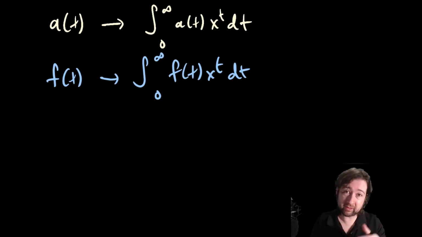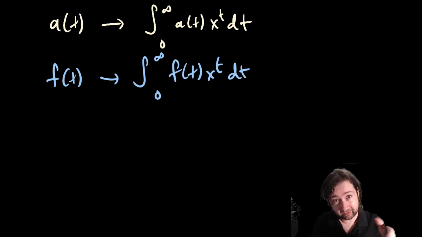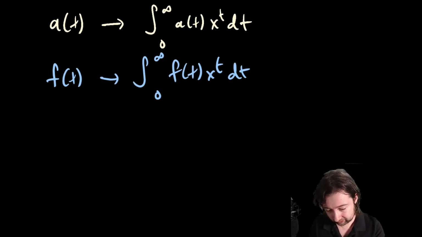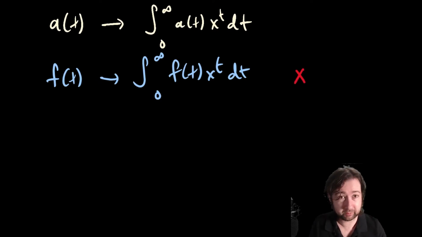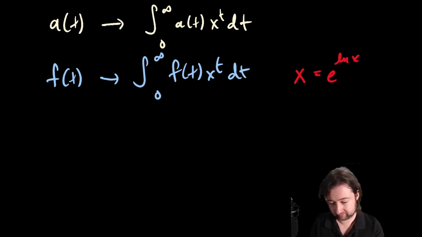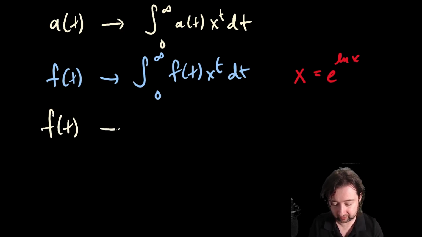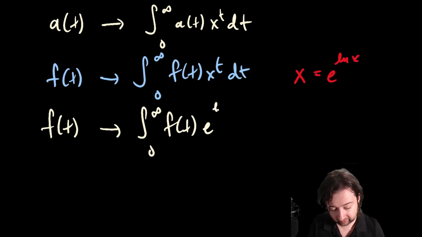So what we're going to do is rewrite x as e to the natural log of x. I can always do that. So I can replace x with e to the natural log of x. Now we're getting closer to what the actual Laplace transform definition looks like. So now we're sending f of t and throwing it into the integral from 0 to infinity of f of t e to the natural log of x times t dt.